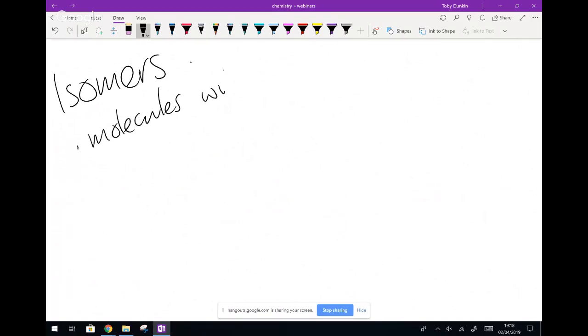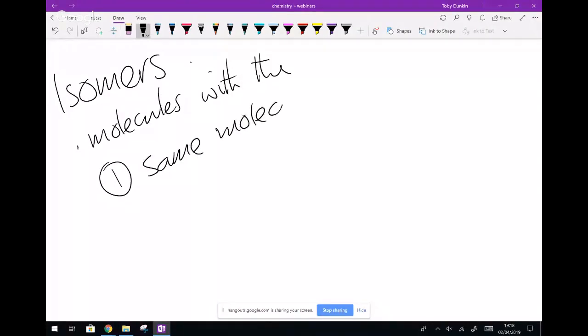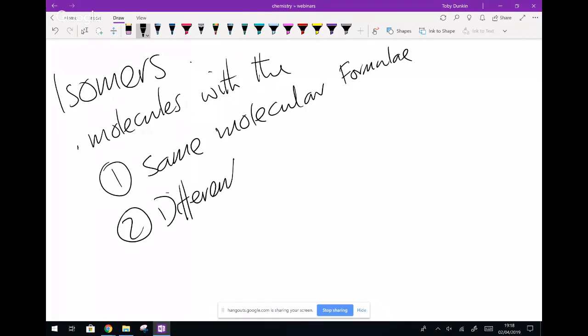So isomers, this has a definition. Molecules with the same molecular formulae, but different structural formulae. I just want to show you what that means.